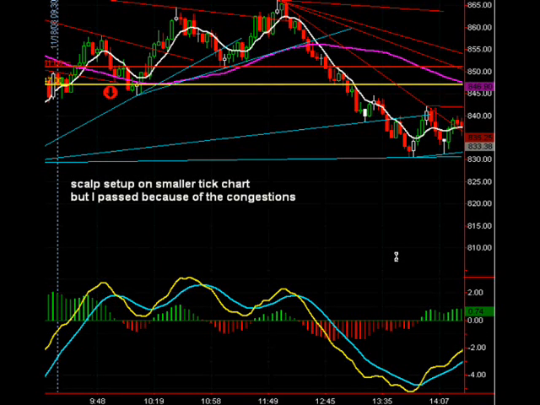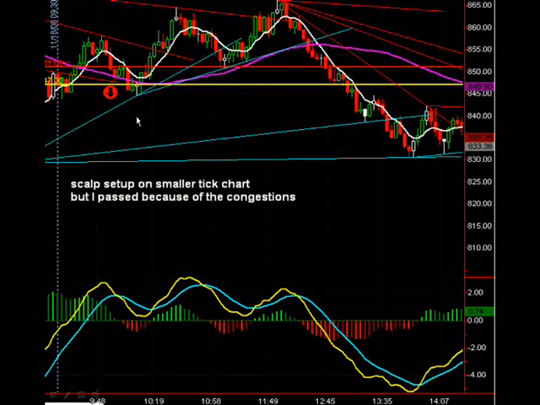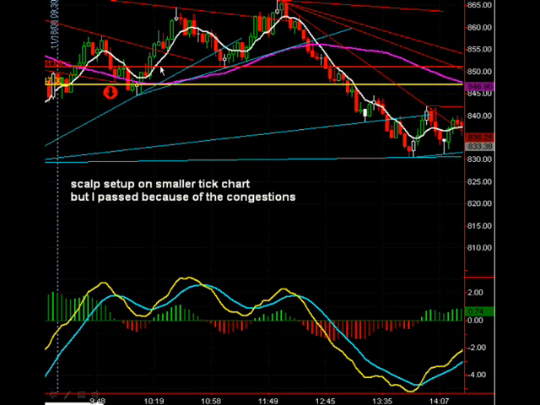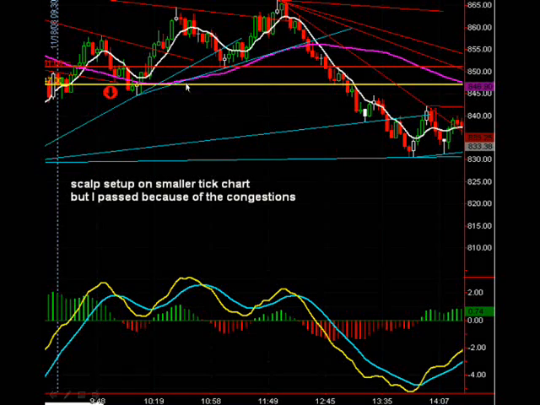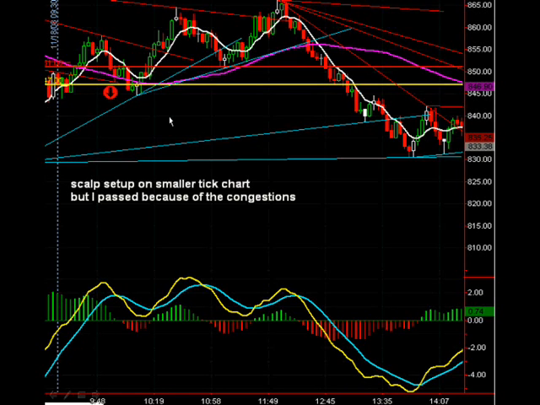So, with that said, this is a longer tick chart, and I'm showing you this because there was a setup occurring on a longer tick chart, where the red arrow is, but I did not take it. And the reason I didn't take it is because this red horizontal line is the close from the day before, and the yellow line is the low from the day before.